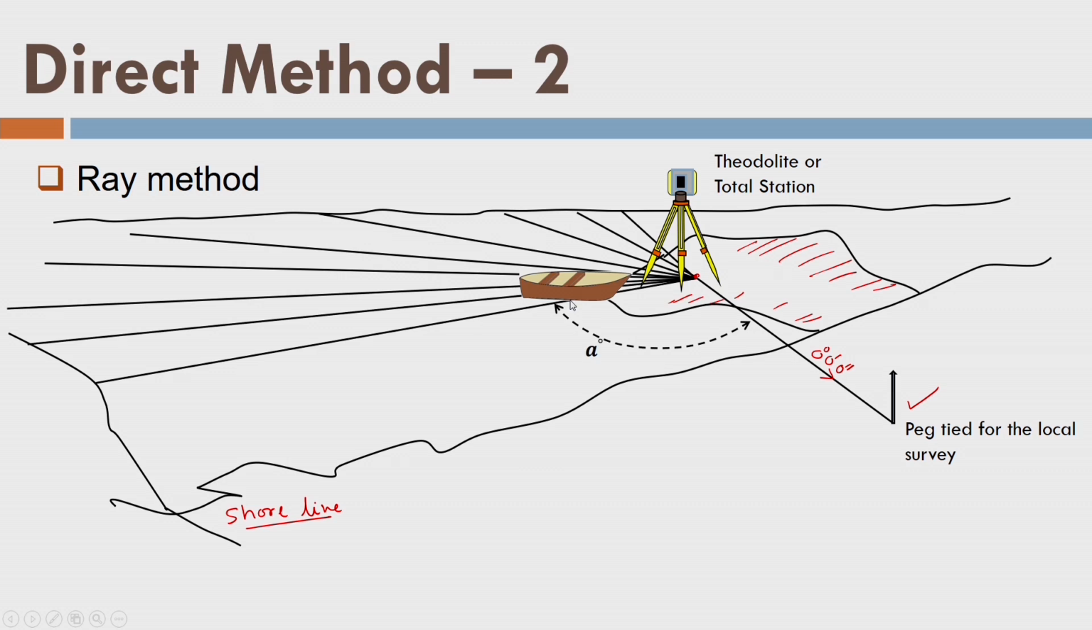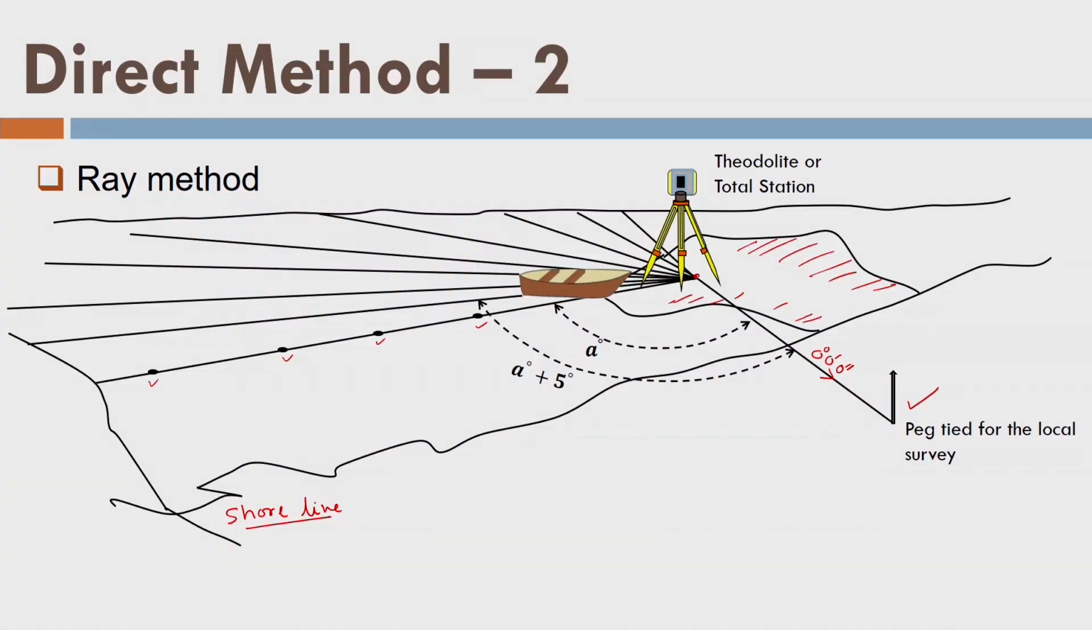Let us say this angle is 8 degrees. Then we will observe points like this at a regular interval and measure the sounding, and again we will come back to the same position, back to this point. Observe a few points here at regular intervals. Now we have collected a couple of points along a ray line, and that is why it is called the ray method.